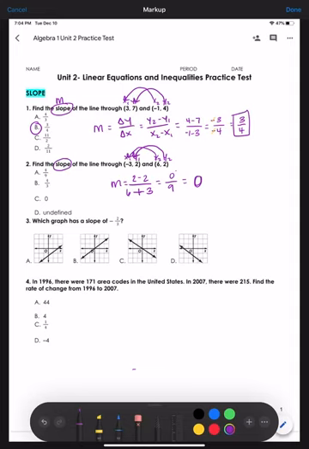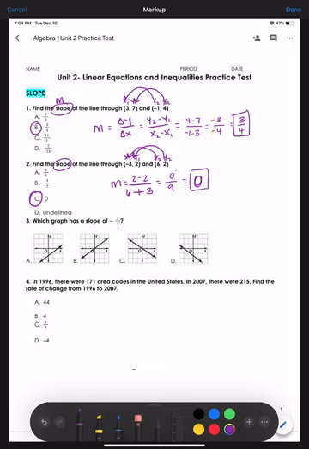If the 0 were on bottom, it would be undefined, and you can plug that in your calculator to check if you don't believe me. But some of us are still getting confused by 0 and undefined. They are two different answers, and if it's 0 on top, it equals 0, and if it's 0 on bottom, it's undefined. So the correct answer is C.